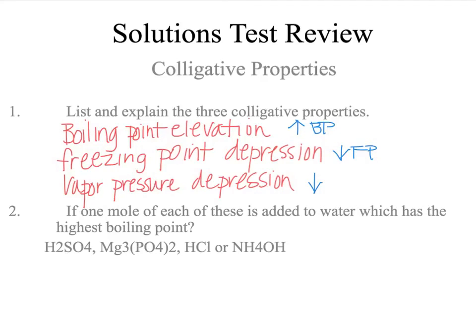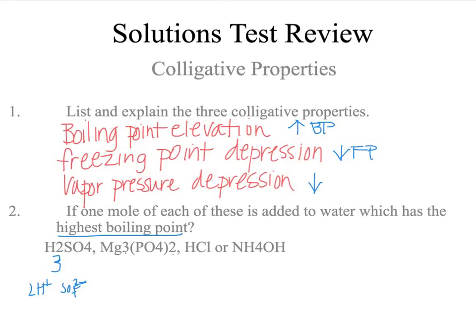The last one is talking about if you had 1 mole, so you have an equal concentration of all these things added to water, which one would have the highest boiling point? And so we wanted to know which one would affect that boiling point elevation the most. And remember, it's the number of particles that does that. So again, this is supposed to be little subscripts. So H2SO4 would have 3 particles because it would go into 2 H pluses and then 1 SO4 2 minus. And so you would have a total of 3 particles.